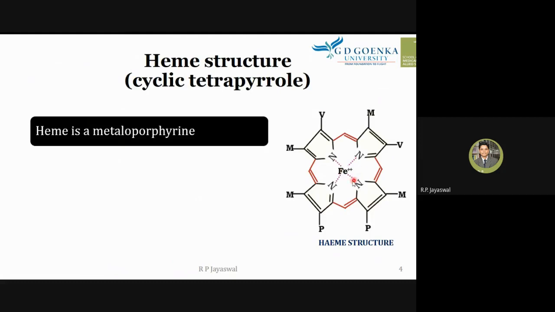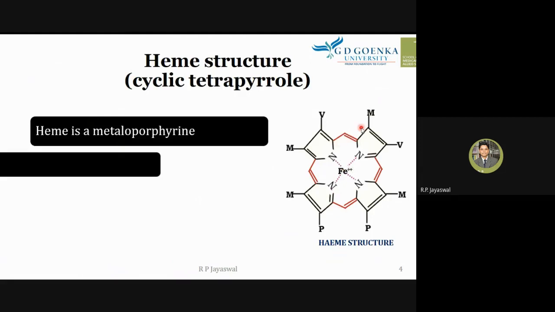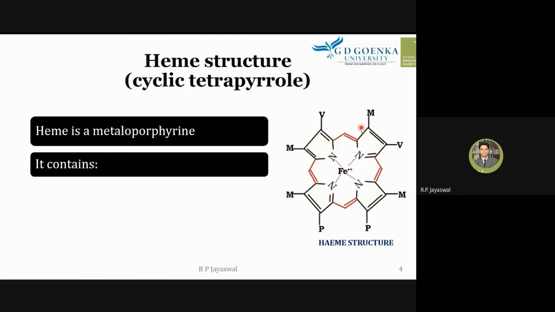Because there is one metal, iron, which is encased in the structure of the porphyrin ring. Together with the iron, this metal, it is called heme. So this is the heme structure. The structure of heme contains one porphyrin with one iron. So one porphyrin has one iron, right?